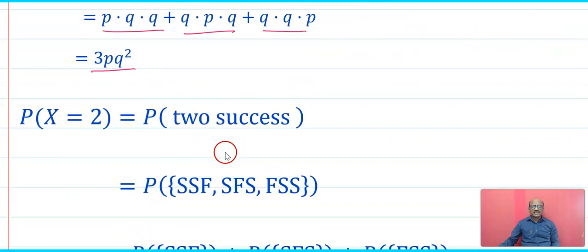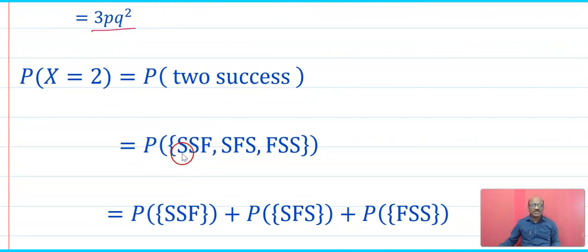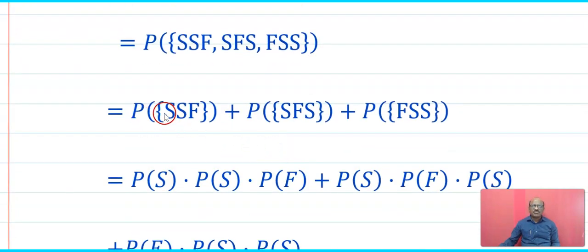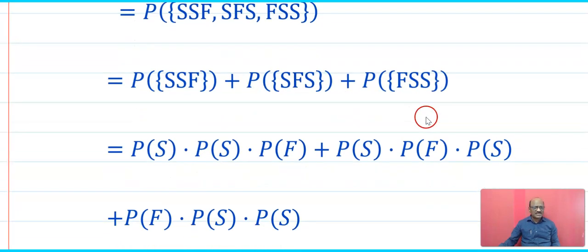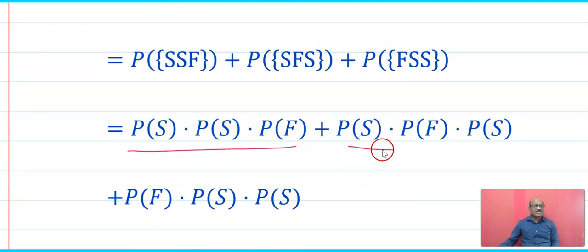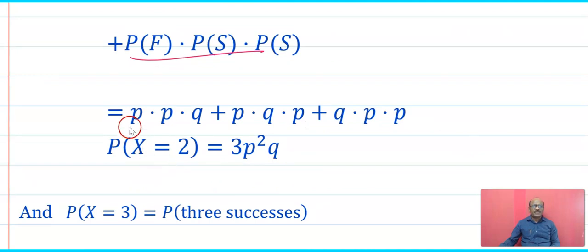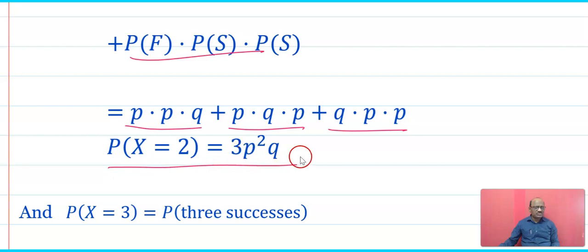Okay, for the 2 successes, we will have SSF, SFS, FSS and their probability, that is probability of SSF plus probability of SFS plus probability of FSS, and therefore it is written in this manner. Again we will have here P into P into Q plus P into Q into P plus Q into P into P, and all these 3 are here. How many P's? That is P into P, P square. P square into Q, P square into Q, P square into Q. That is, when the 2 successes are there, then you will have 3P square Q.